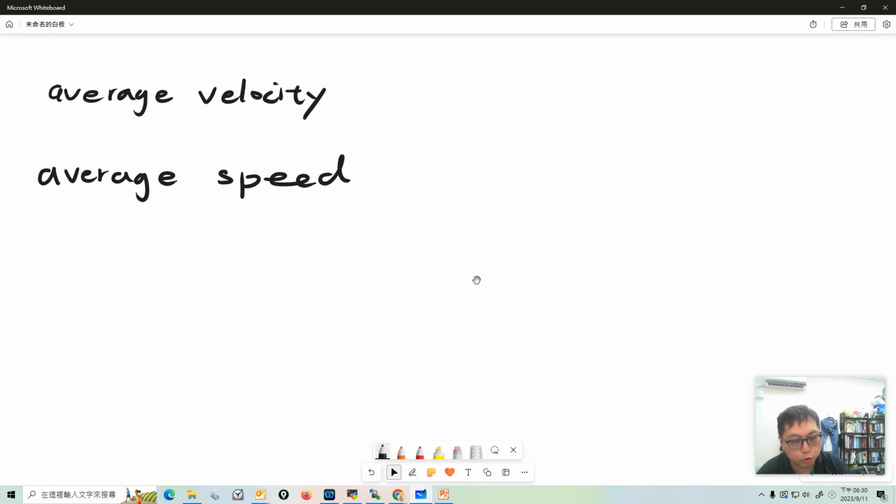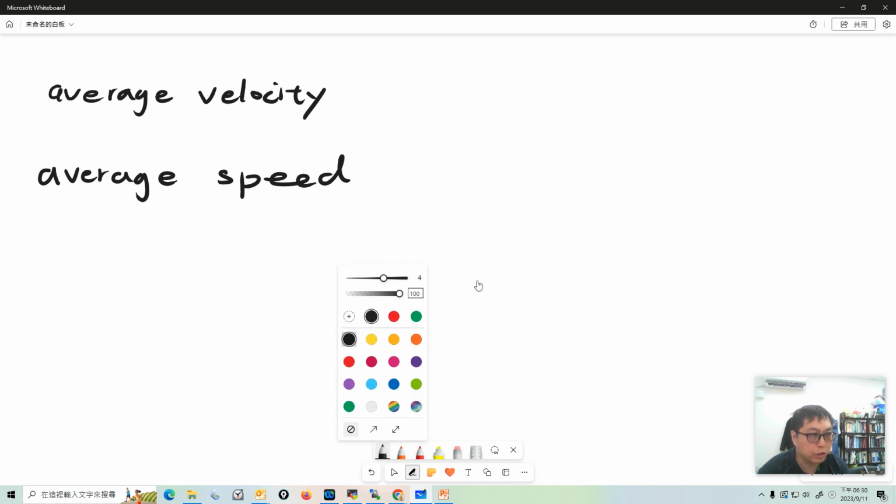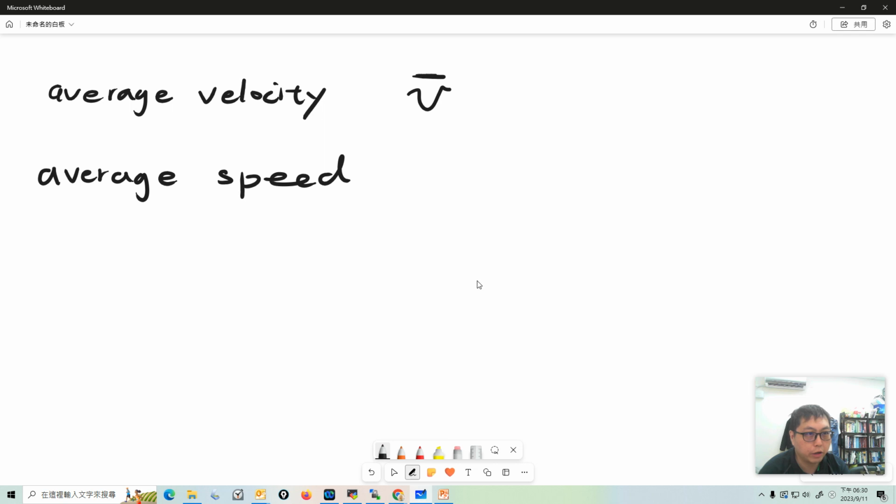So regarding velocity, there are two terminologies: one is called average velocity, the other is called average speed. This book uses the notation V bar for average velocity. The horizontal line above V is called bar, and the bar means average. And for average speed, I call it S, and the average, I call it S bar.